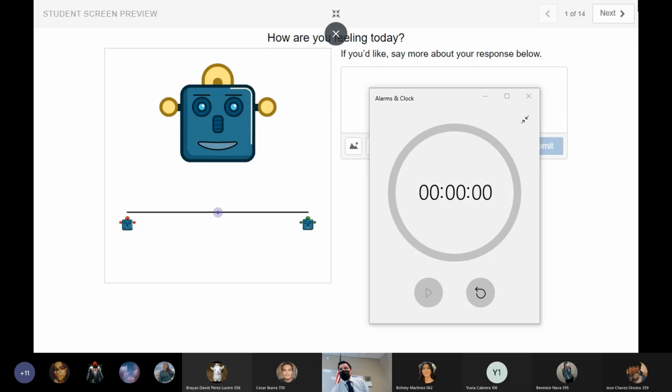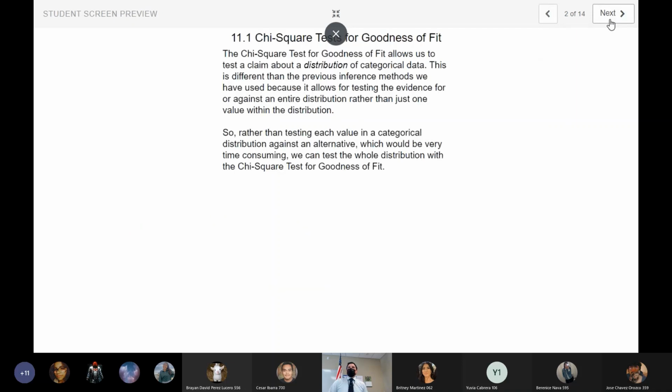All right, so our first thing here, just an intro, our chi-square test for goodness of fit. That's what we started yesterday in section 11.1. The chi-square test for goodness of fit allows us to test a claim about a distribution of categorical data. This is different than the previous inference methods we have used because it allows for testing the evidence for or against an entire distribution of categorical data, rather than just one value within the distribution.